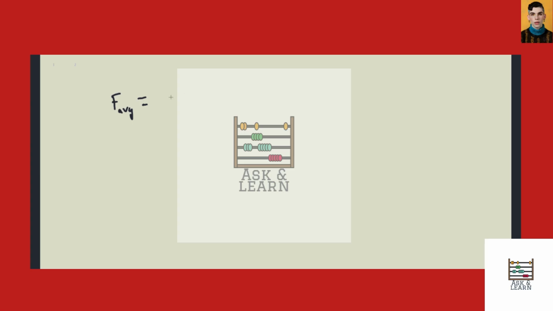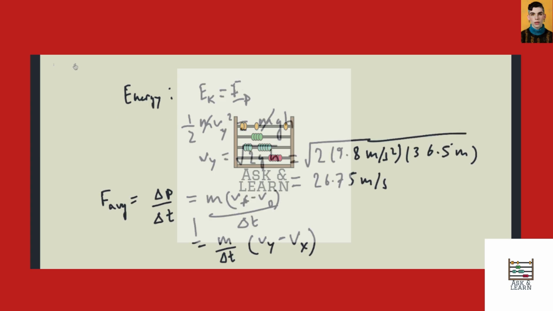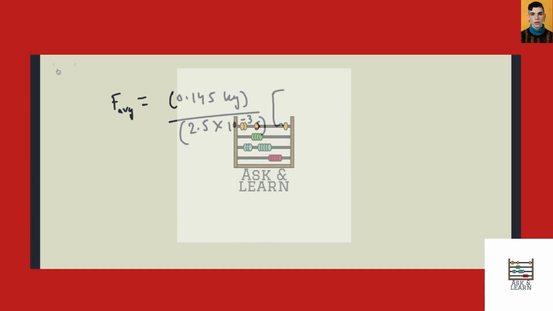Average force is equal to mass, which is 0.145 kilograms, over change in time, so 2.5 milliseconds, 2.5 times 10 to the minus 3 seconds, times the difference between the final and initial velocities. Now, final velocity Vy is 26.75. One thing I mentioned here is that velocity is a vector, so it has to have a magnitude and a direction. So Vy is just 26.75 meters per second in the j hat direction, or in the y direction.